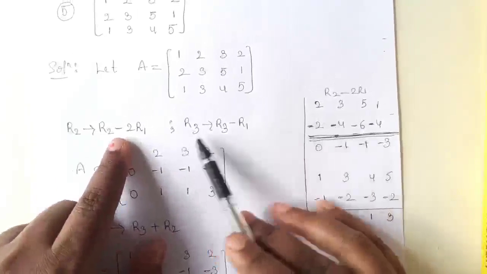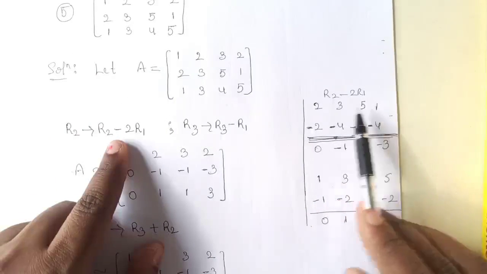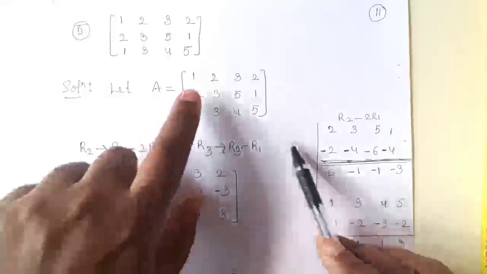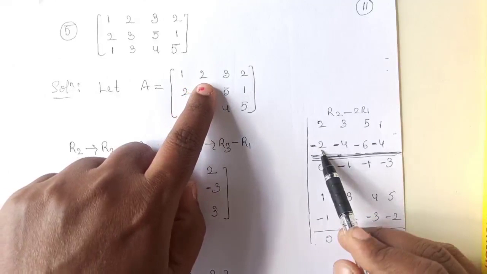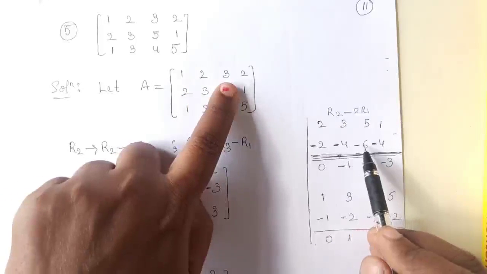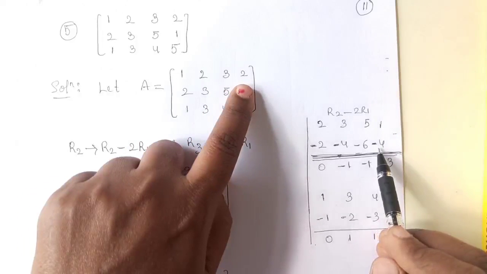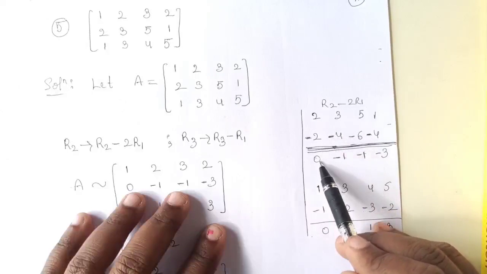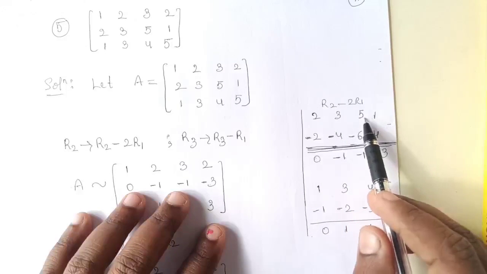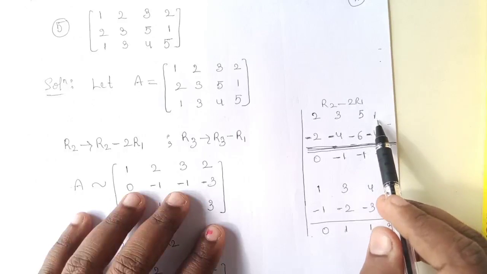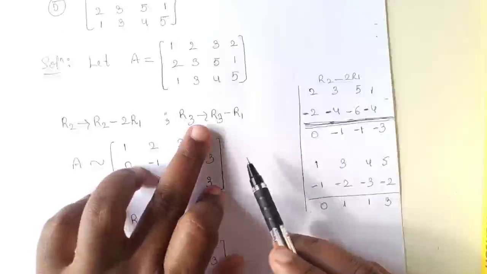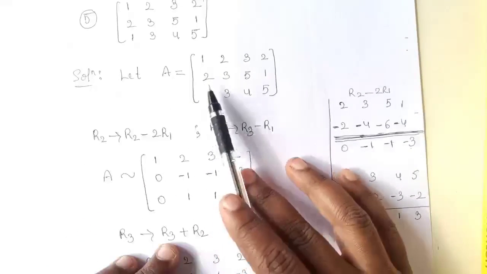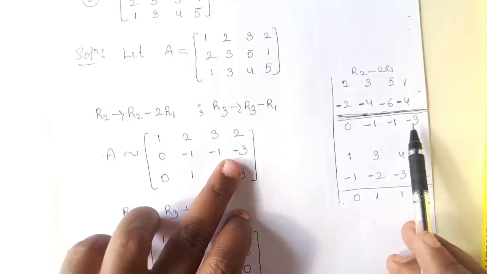See here, R2 elements are 2 3 5 1, minus 2 into R1. Multiplying R1 with minus 2, we get minus 2 into 1 is minus 2, minus 2 into 2 is minus 4, minus 2 into 3 is minus 6, minus 2 into 2 is minus 4. Simplifying, 2 minus 2 is 0, 3 minus 4 is minus 1, 5 minus 6 is minus 1, 1 minus 4 is minus 3. So the new entries of R2 are 0, minus 1, minus 1, minus 3.